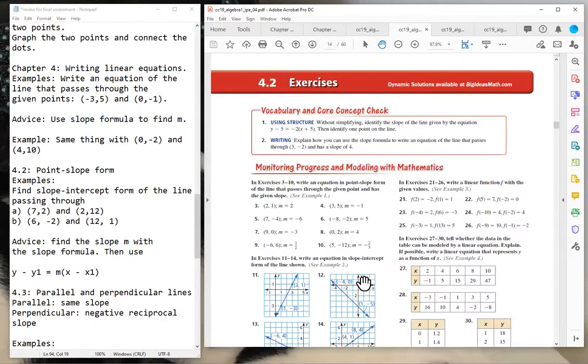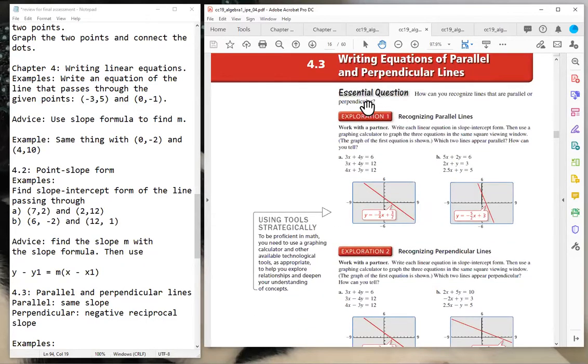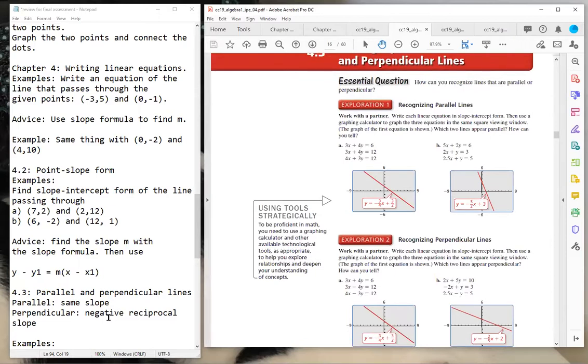The last thing we did in chapter 4 was this business of parallel and perpendicular lines. And the two things you need to remember there: if a line is parallel, it's got the same slope. If the line is perpendicular, it's got what we call the negative reciprocal slope.